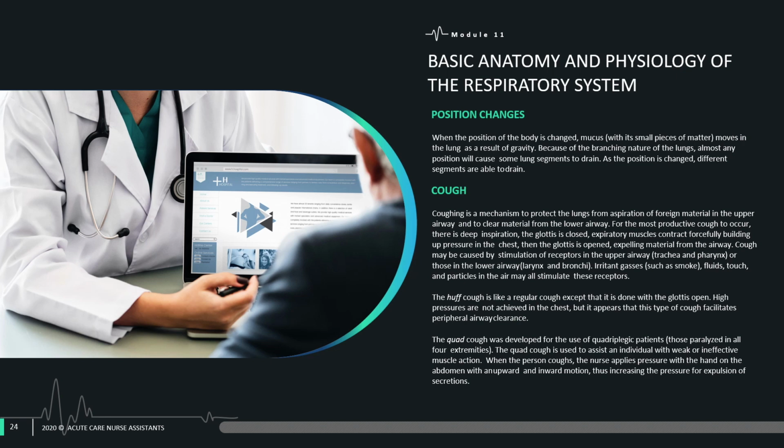The quad cough was developed for the use of quadriplegic patients. The quad cough is used to assist an individual with weak or ineffective muscle action. When the person coughs, the nurse applies pressure with the hand on the abdomen with an upward and inward motion, thus increasing the pressure for expulsion of secretions.